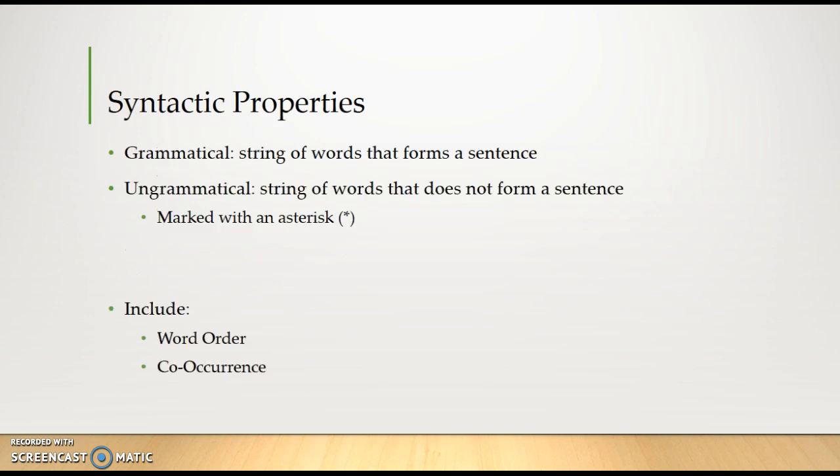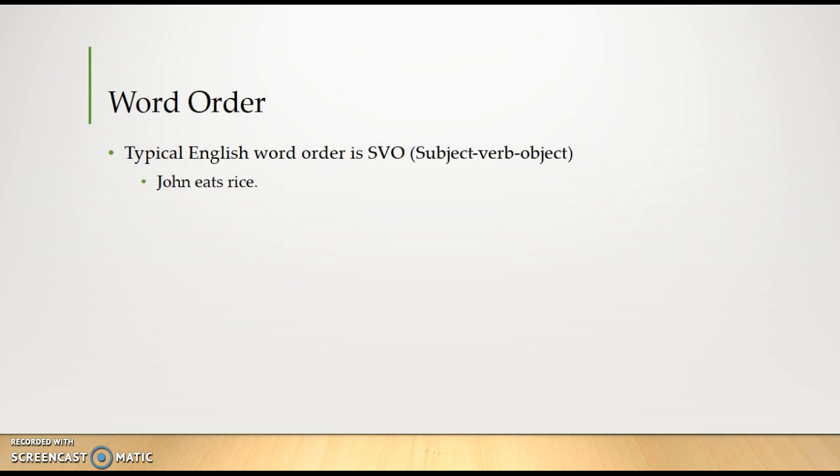When a string of words forms a sentence, it's grammatical. When it's ungrammatical, that means it does not form a sentence, so it's marked with an asterisk. As you go through your text, you'll see things marked with an asterisk. That means it's ungrammatical. So we need to look at word order.